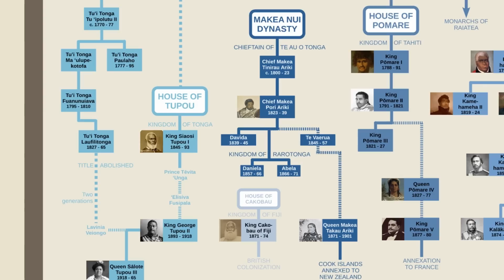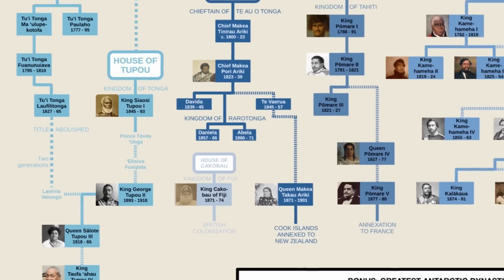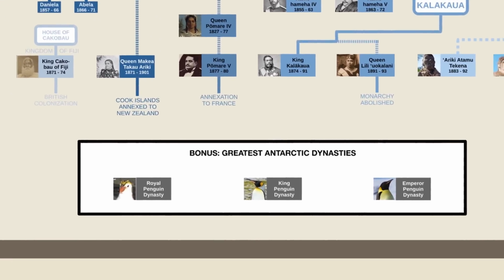Although, when I say only monarchy in Oceania, keep in mind that I'm not counting the various countries, such as Australia, that are a part of the British Commonwealth. And gotta love that he also included, as a bonus, the three greatest Antarctic dynasties.